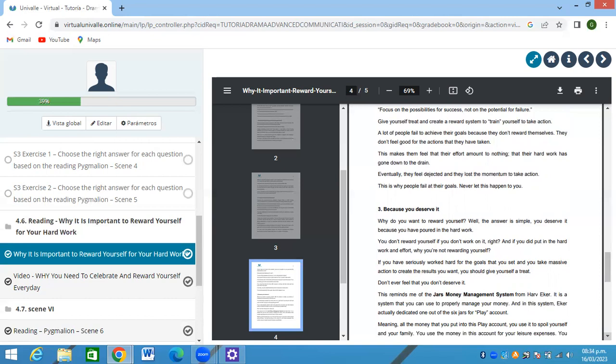Okay. I'm sorry, I got lost. So you were reading the third one, because you deserve it? Yeah, because you deserve it. Oh yeah, I agree with that. If you work on something, you deserve a reward, even if it's a little bit of work. You still deserve a reward because you're putting effort into doing something, especially when you have given your best. Right. Yeah.